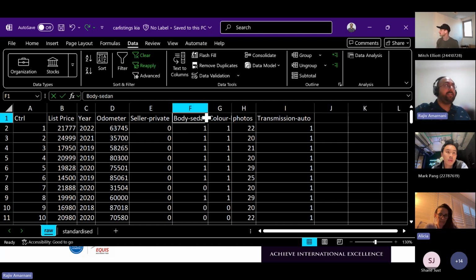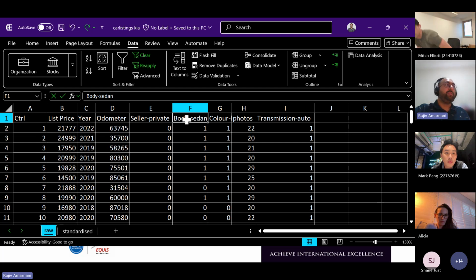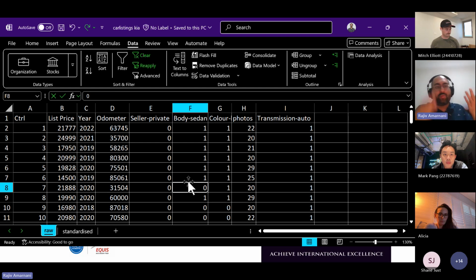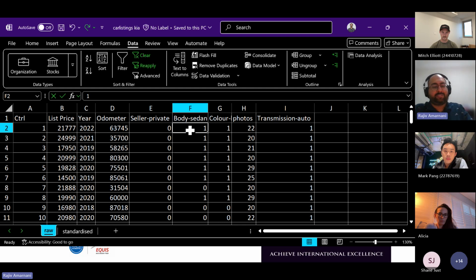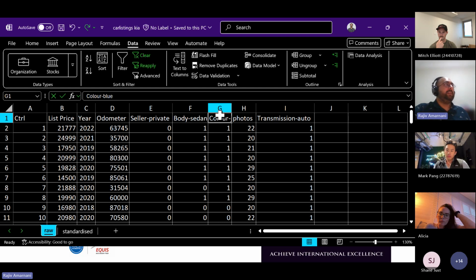The body type, the Cerato comes in sedan or hatchback. So I coded it as a 1 for sedan, 0 for hatchback. Could I have swapped the numbers? Sure, whatever. It doesn't particularly matter as long as one is 1, the other is 0. Actually, you can even have it be 300 and 0. It'll affect the specific interpretation of this coefficient, but the rest of the model will be unaffected. And the intercept will be affected.